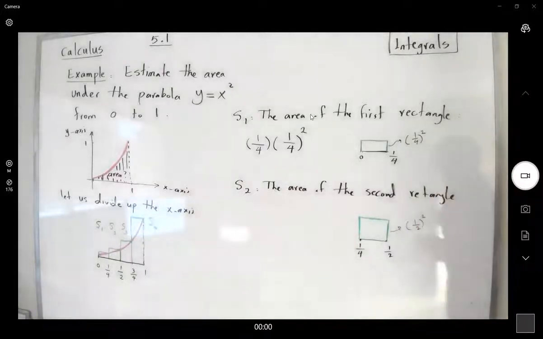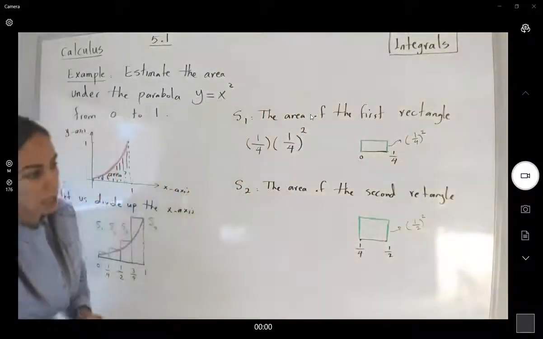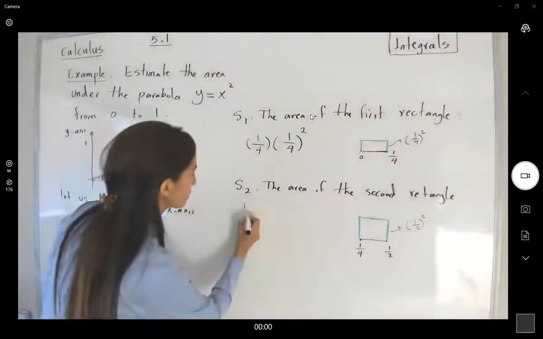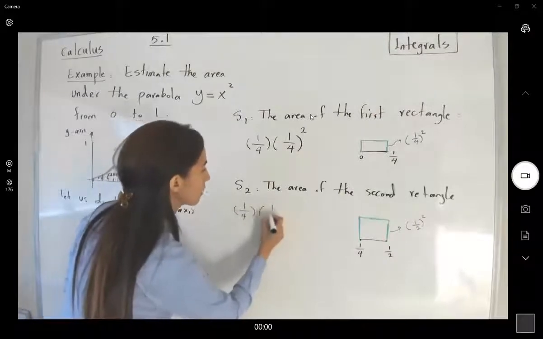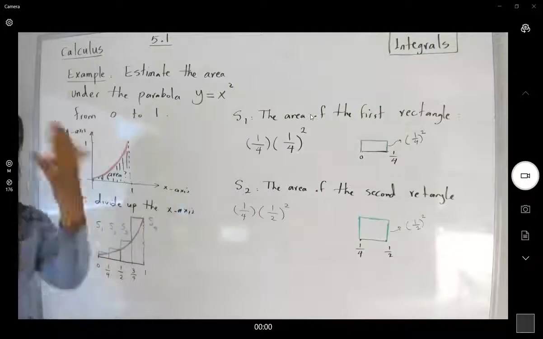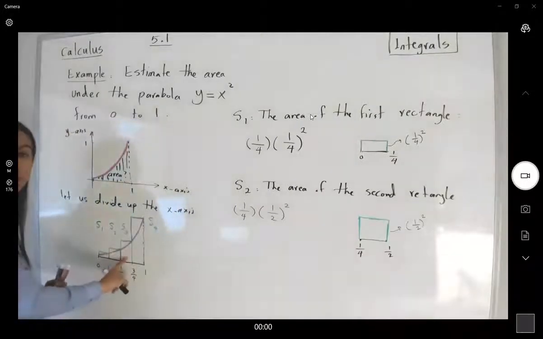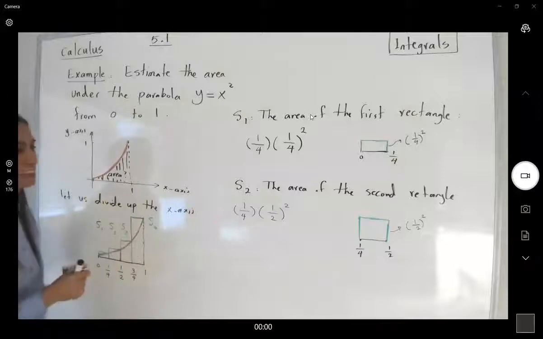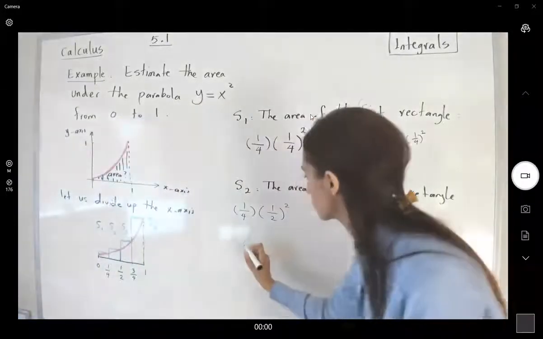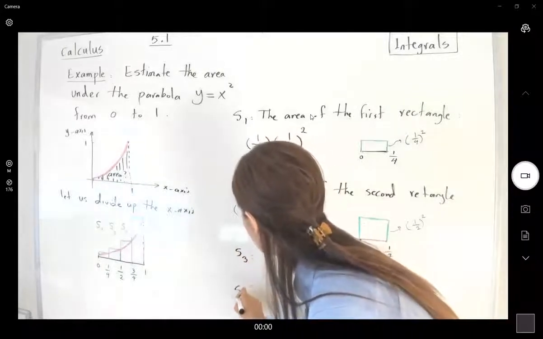Okay, half squared. So the area, so here you have a 4 times a half squared. We keep continuing this process. Now we need to find the area of S sub 3, then S sub 4.